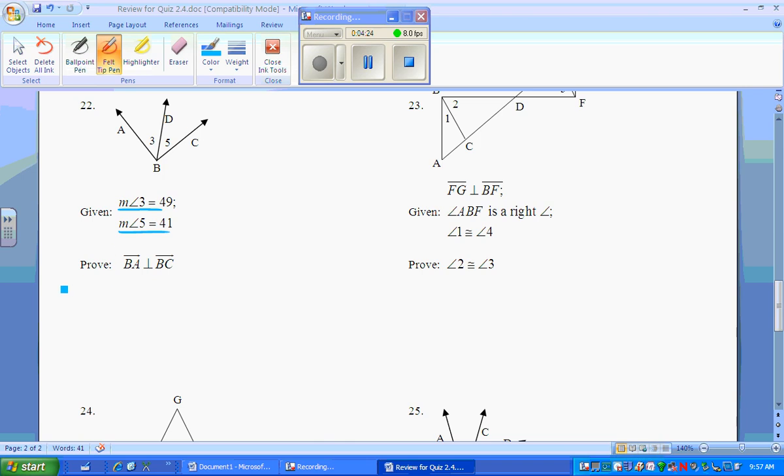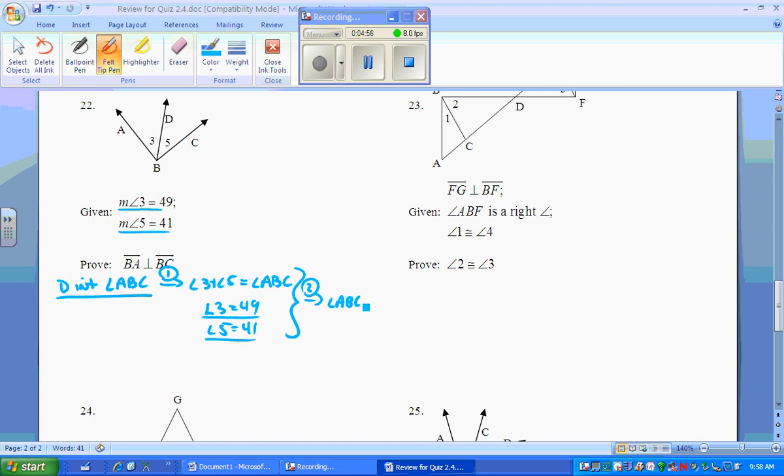So for number 22, you have to start out with that idea of interior. So D is the interior of angle ABC. Underline it because you know you can assume it, so it's given. Reason 1, angle 3 plus angle 5 equals angle ABC. Now this is where you want to plug the numbers in. So then underneath that you got angle 3 equals 49, angle 5 equals 41. Both of these together, now we can say angle ABC equals 90. And then if something equals 90, you can call it a right angle. And if something is a right angle, you know what we wanted to end with, that they are perpendicular. So ray AB is perpendicular to BC.